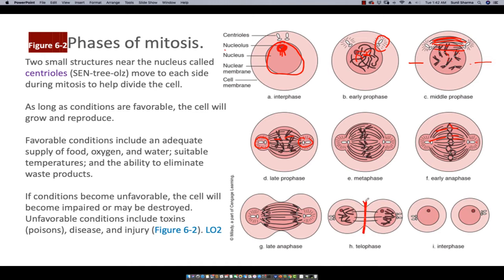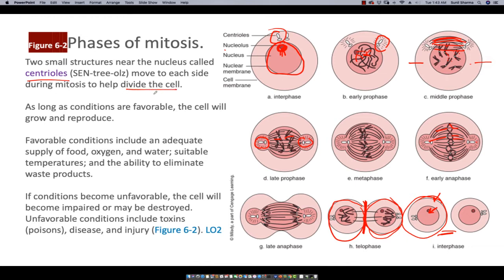This is where your protoplasm, which is your structure here, begins to divide as well. And so now you have your cytoplasm and you have your nucleoplasm right here, and this whole thing is again protoplasm. And so now you have two daughter cells that have been created. And so basically, let's just read through this. Two small structures near the nucleus called centrioles, these are the centrioles, move to each side during mitosis to help divide the cell.